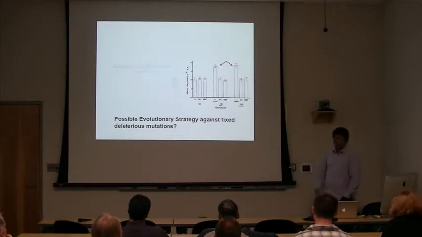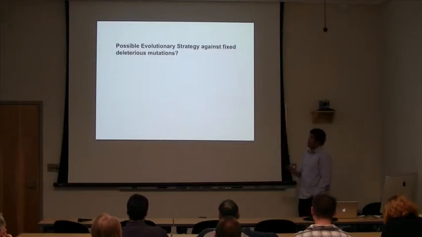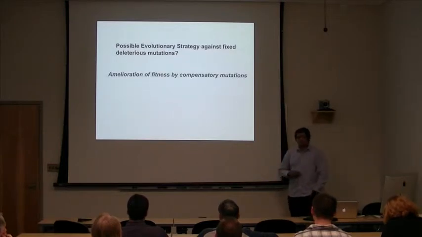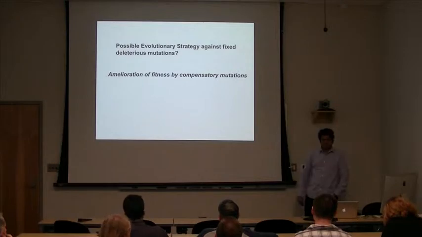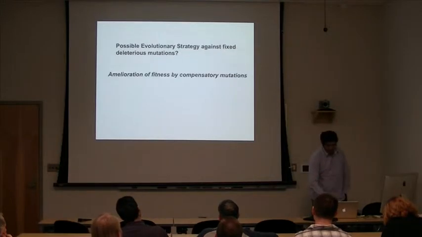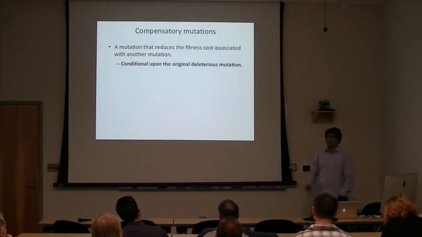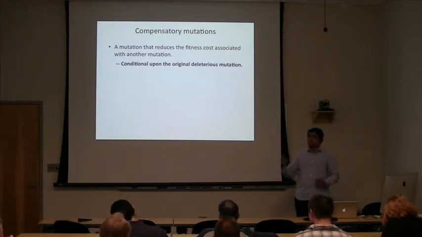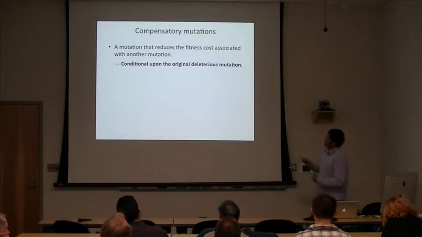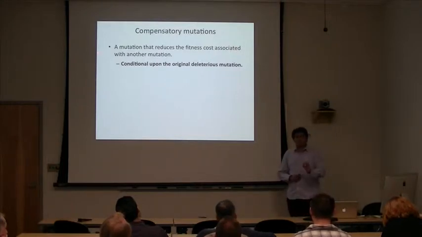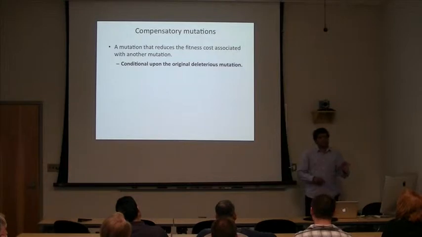What are the possible evolutionary strategies? And one of them is amelioration of fitness by compensatory mutations. And what are compensatory mutations? You have a harmful mutation A. There are second site mutations which arise, which can ameliorate or reduce the fitness cost associated with the original bad mutation. It is conditional only upon the original mutation. By themselves, compensatory mutations are either deleterious or neutral.